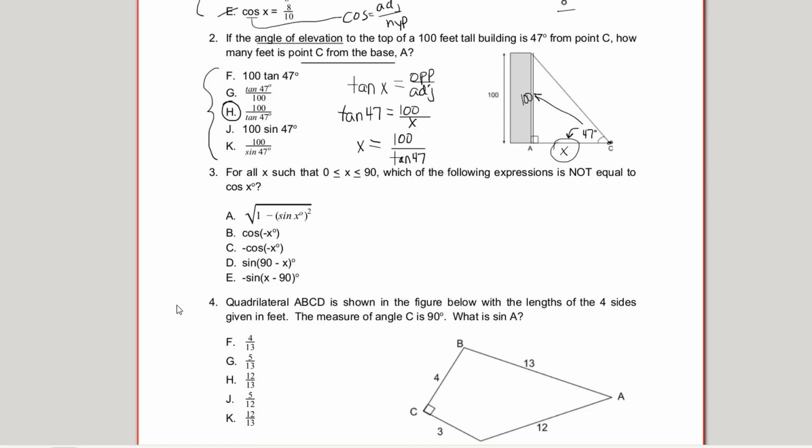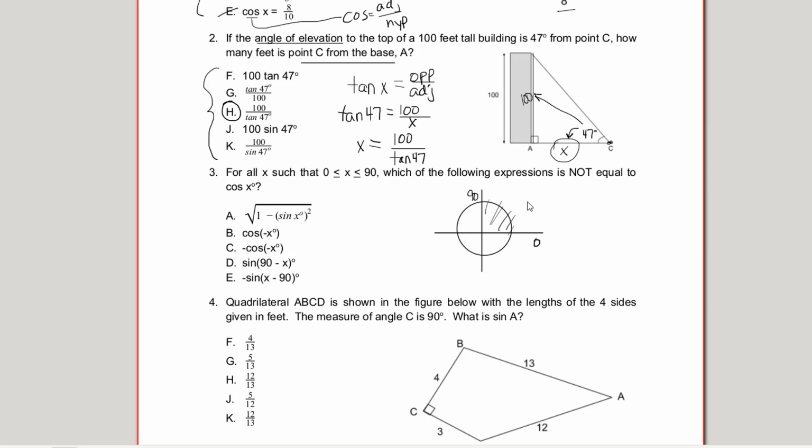Number 3 says, for all x such that 0 is less than or equal to x, less than or equal to 90, which of the following expressions is not equal to cosine of x? So here's what we're talking about. When we're thinking about a quadrant, from 0 to 90 degrees, we're talking about quadrant 1. If we were to draw our unit circle, we're talking about quadrant 1. That's where we're talking about.